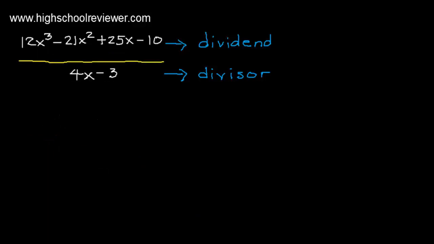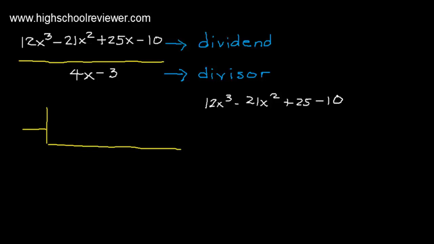Dividing polynomials using synthetic division. We have here 12x cubed minus 21x squared plus 25x minus 10 as our dividend, and 4x minus 3 as our divisor. To divide polynomials using synthetic division, we will have two boxes, the bigger box and the smaller box. The numbers that we will put on the bigger box will be the numerical coefficients of our dividend. So we have 12x cubed minus 21x squared plus 25x minus 10.